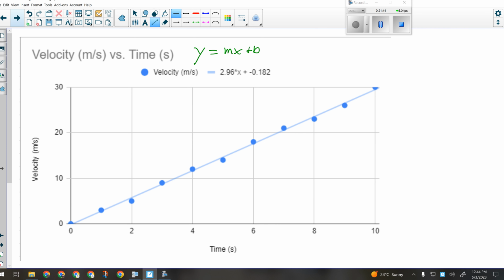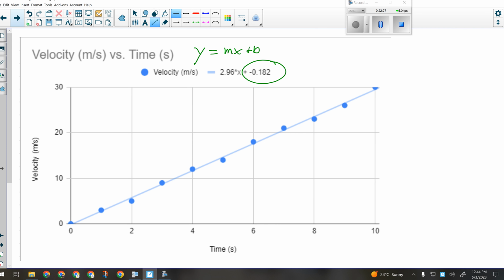Yeah, and in fact, it's negative 0.182. If we look at this line, we can see that it actually goes slightly below zero. So this is another thing. If I give you a graph and ask you a question like that, you've got to understand what each part of the equation represents. Remember that b, the y-intercept, is always the value of y at zero. So in this case, it actually means that this object was moving very slightly backwards at time zero, and then accelerated from there to 30 meters per second or so forwards.